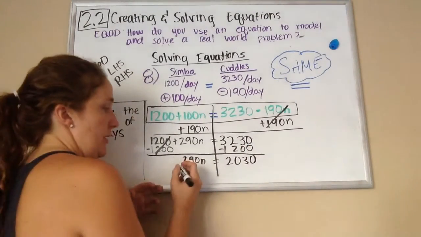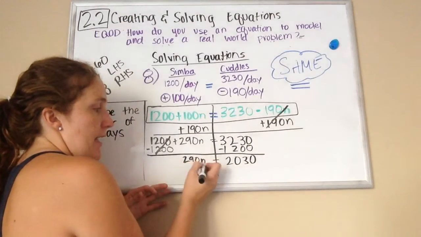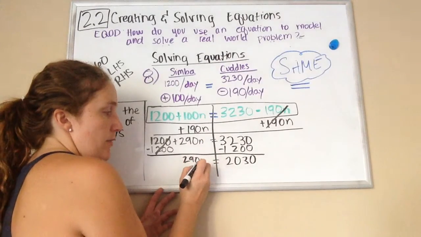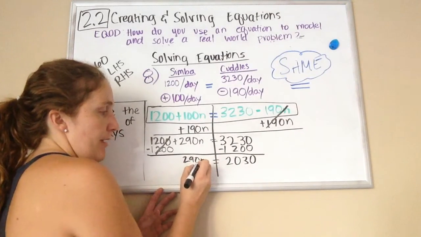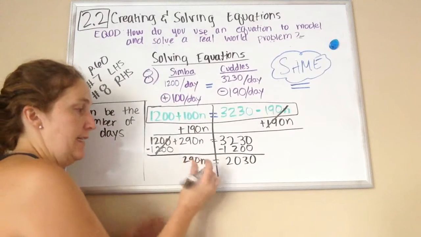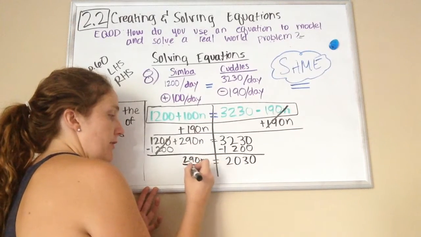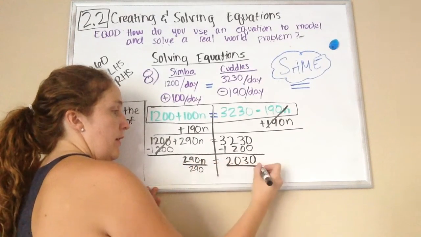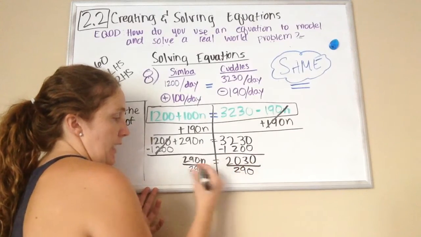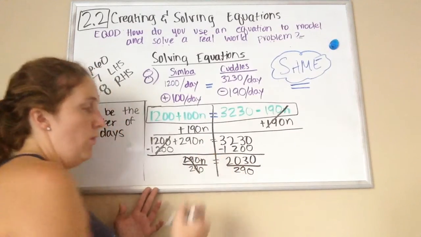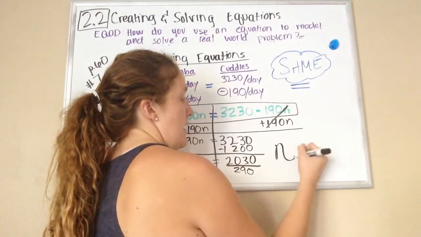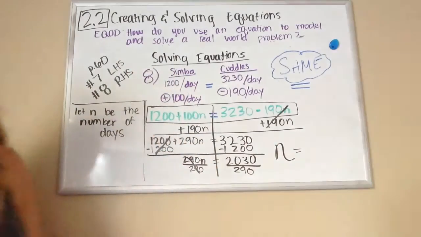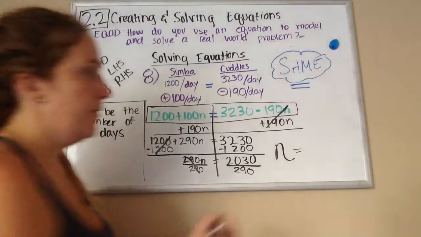And then we are going to try and get n by itself, all alone. You don't see any operation in here, but it is multiplication, 290 times n. You use the inverse of that, which is division. So we're dividing both sides by 290. 290 divided by 290, you get 1. So we get n is equal to, and it turns out to work perfectly, 7.